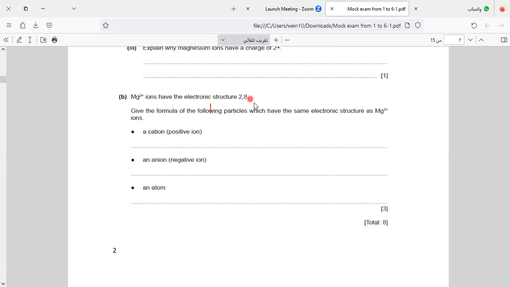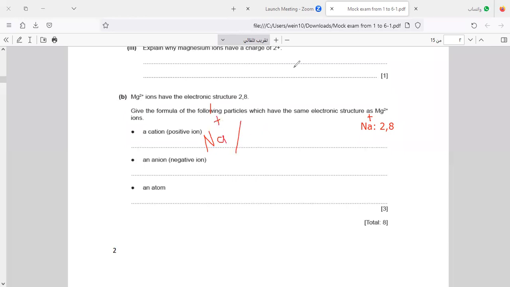Mg+2, its structure is 2,8. We need a formula of the following particles which have the same electronic structure as magnesium +2. Magnesium +2 is 2,8. I need another positive ion with structure 2,8 as well. You know sodium. Sodium atomic number is 11, structure 2,8,1. This is sodium. After losing 1 electron, sodium will be 2,8. So Na+, its structure is 2,8 as well.